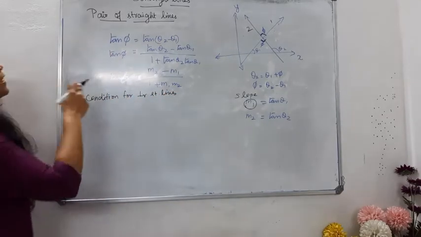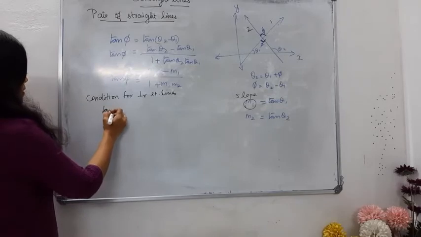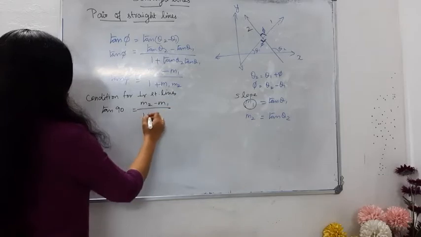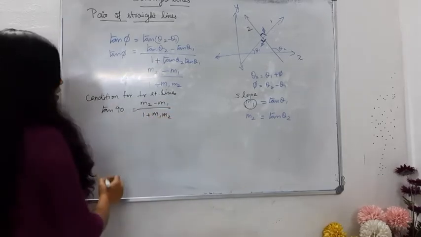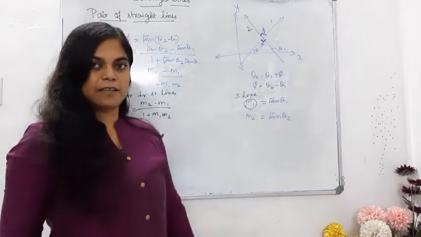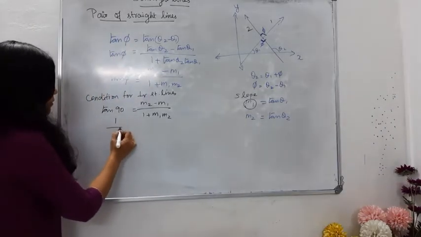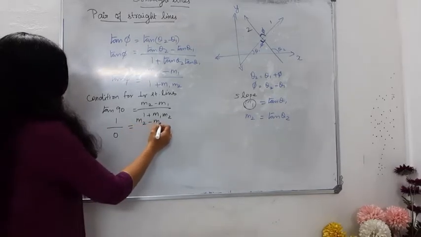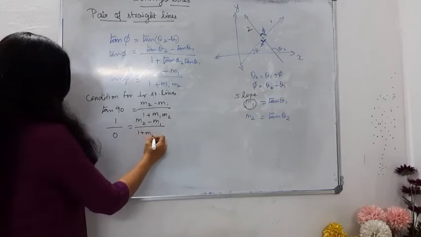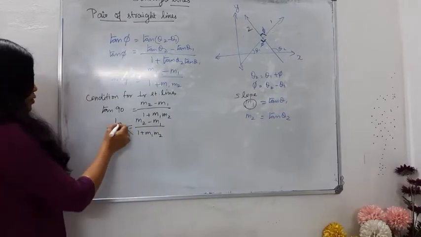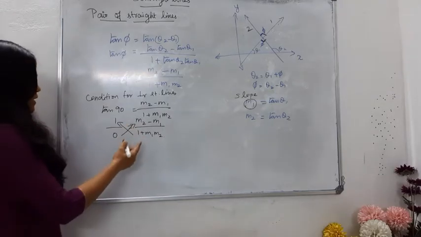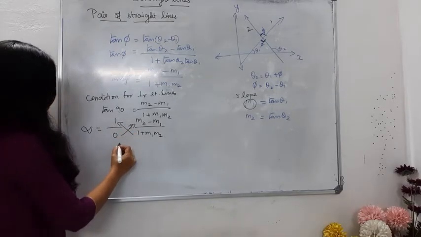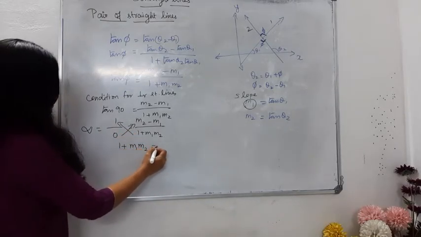What happens for tan phi? Tan 90. So tan 90 degree, what is the value for this? Tan 90 is infinite, not defined. So infinite can be written as 1 by 0. So anything by 0 can be written as infinite. Suppose you cross multiply this, then what is the condition? What is infinity? Anything by 0. So if you cross multiply this, we will be getting 1 plus m1 into m2 is equal to 0.